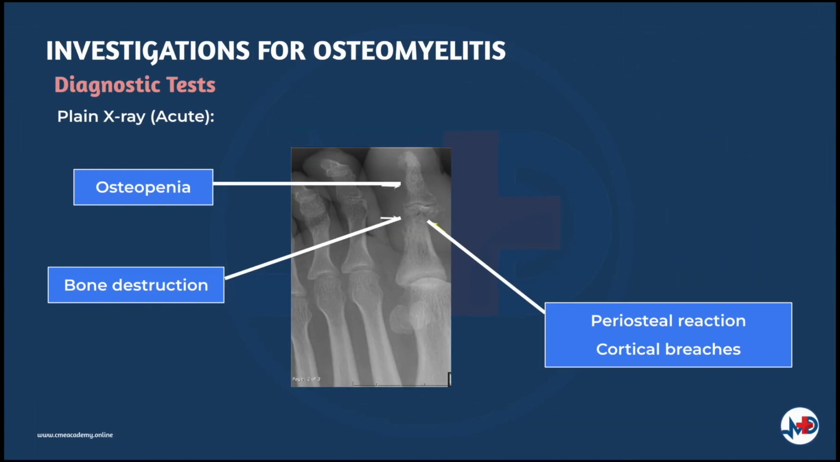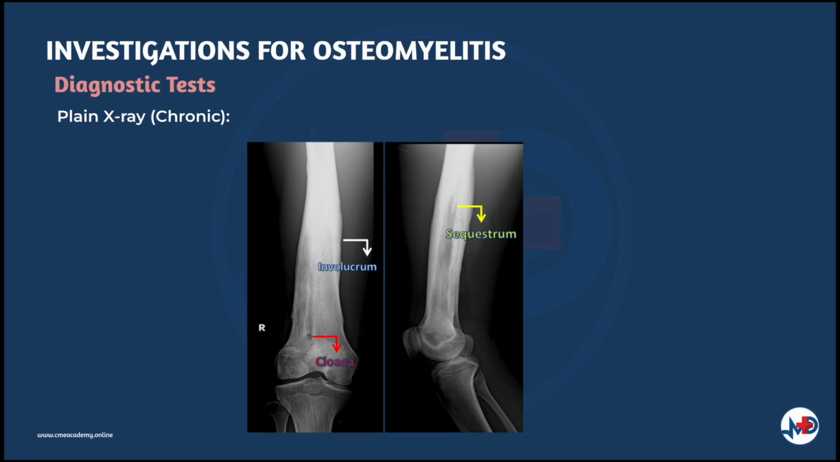As for investigations for osteomyelitis, we would first talk about the diagnostic tests. Imaging such as plain X-rays at the site of the infection would be useful. In acute osteomyelitis, the features that can be observed would be osteopenia, bone destruction, cortical breaches, and periosteal reaction. Whereas in chronic osteomyelitis, features such as involucra, sequestrum, and cloaca can be seen, as shown in the diagram here.